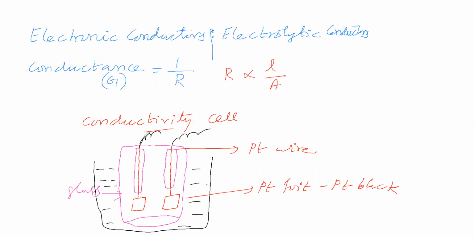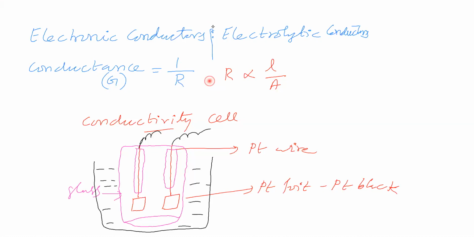This arrangement is for electrolytic conductors. So for electrolytic conductors, we have to take electrolytic solution. The electrolyte is taken in this vessel, and the conductivity cell is dipped in it. In this conductivity cell, these two are platinum electrodes. The distance between these two electrodes is called L. The area of cross section of this electrode is called A.